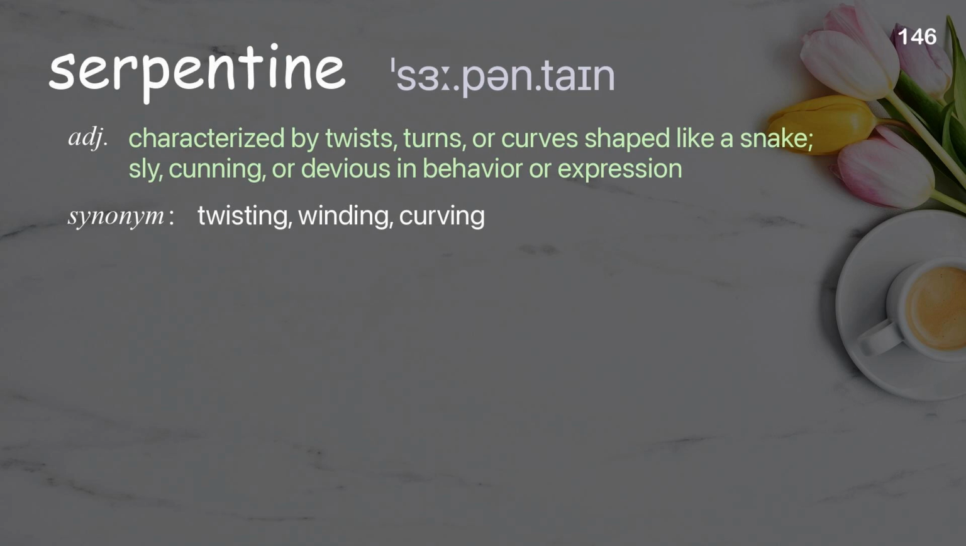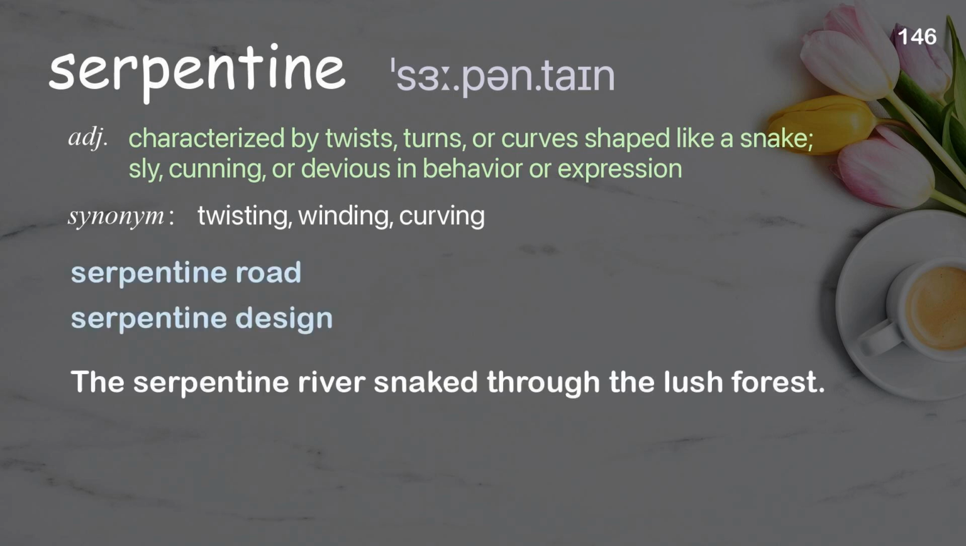Serpentine. Characterized by twists, turns, or curves shaped like a snake, sly, cunning, or devious in behavior or expression. Examples: Serpentine road. Serpentine design. The Serpentine River snaked through the lush forest.